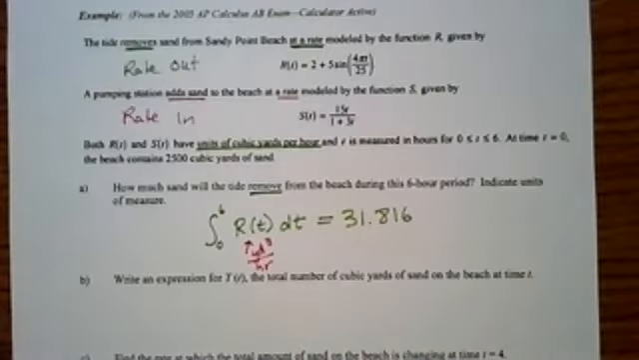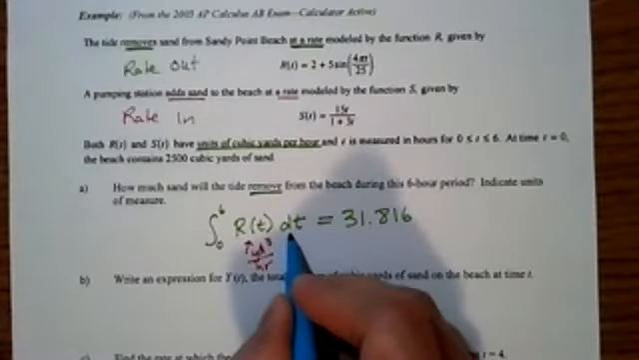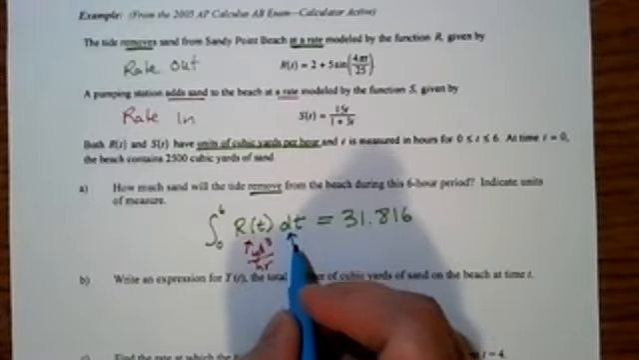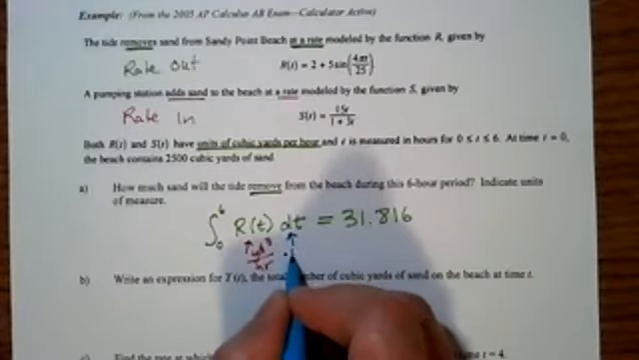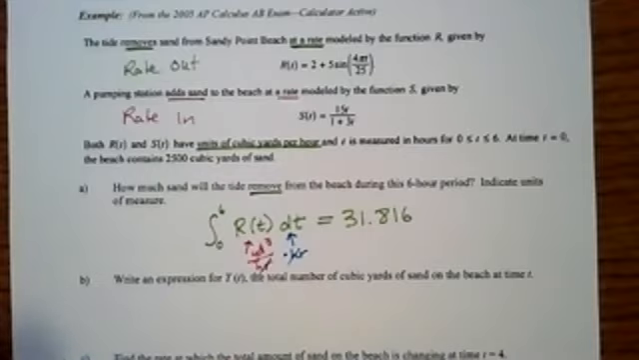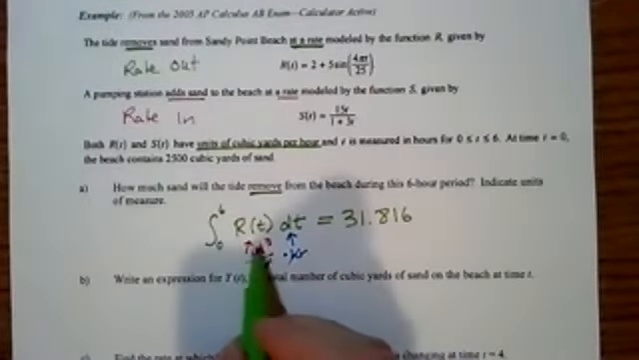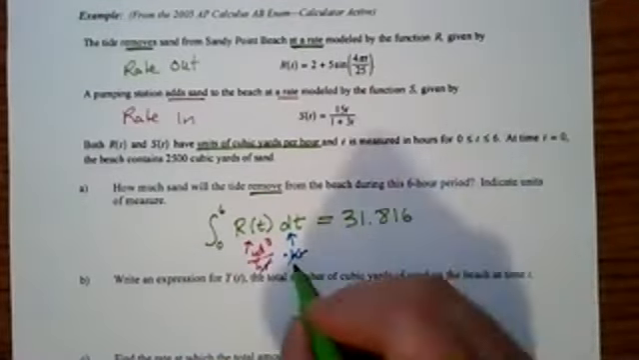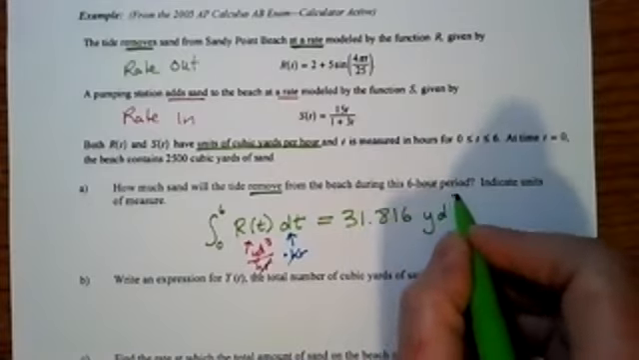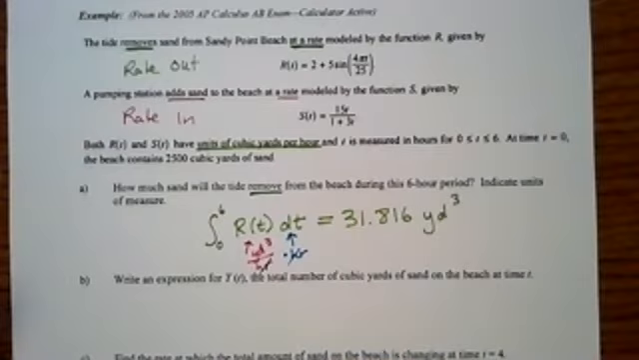But there's also the dt part, and that dt, that differential, has a unit as well. That's the little change in time. Time here is being measured in hours, so that unit gets multiplied by this rate unit, and the hours cancel, leaving me cubic yards as my unit. You might have guessed that, but I wanted to see how it worked with the unit analysis there. So we've got 31.816 cubic yards of sand being removed in the 6-hour time period.